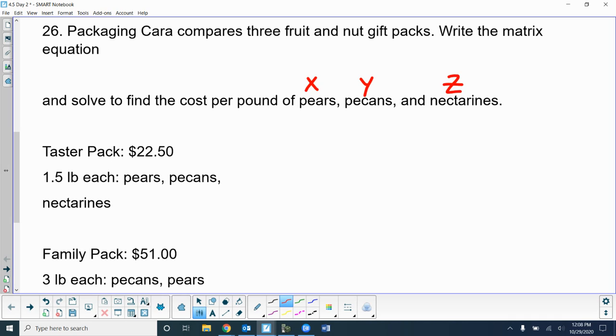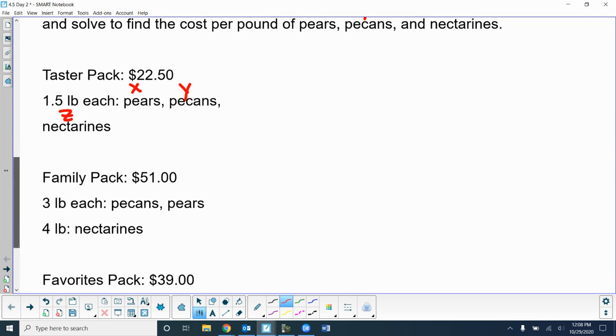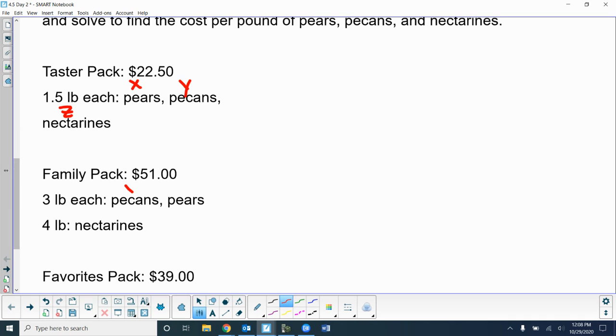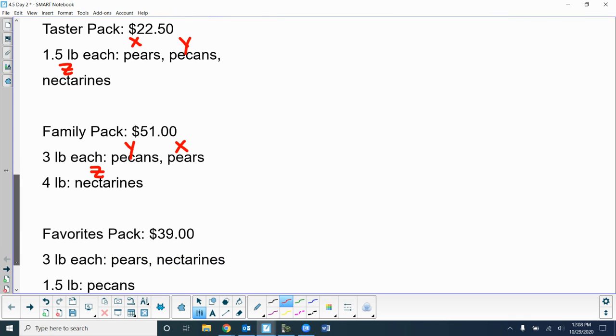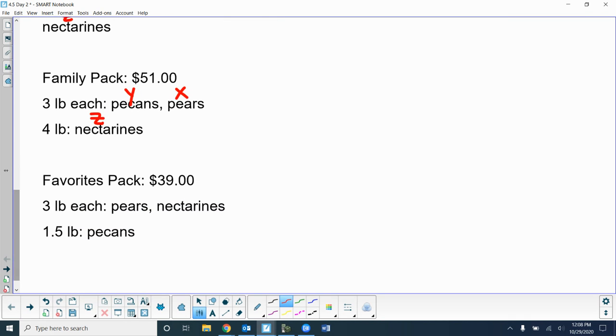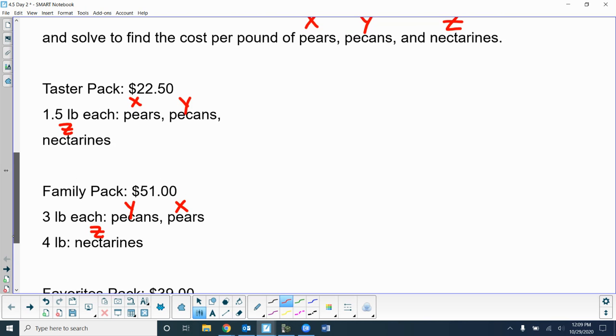Okay? So again, pairs X, pecans Y, nectarines Z, just so I don't mess up here. Pairs X, nectarines are Z, and pecans are Y. Okay?